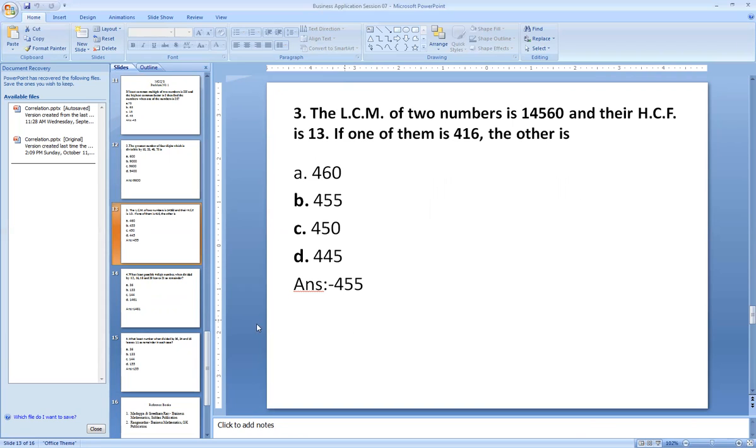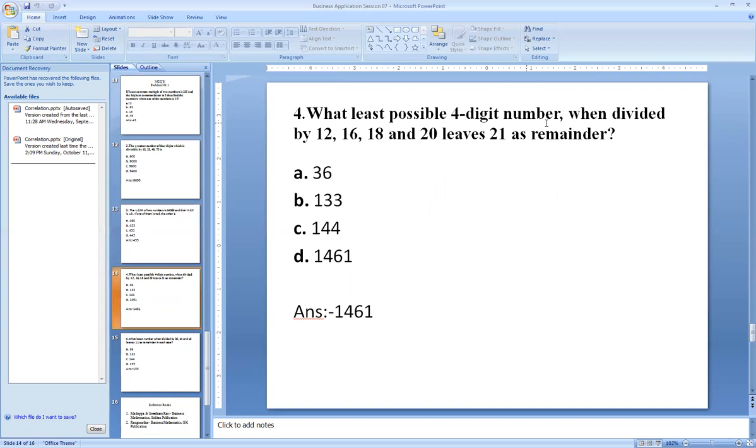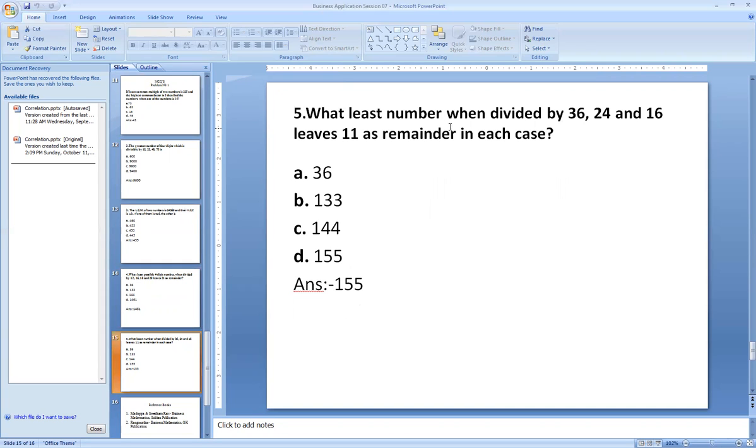The answer is 455. And the next: what is the least possible four-digit number which, when divided by 12, 14, 16 and 18, leaves a remainder of 2? The answer is 1461. And what number, when divided by 36, 24 and 16, leaves 11 as a remainder in each case? Then we have to find the LCM of these. The number among these options is 155.